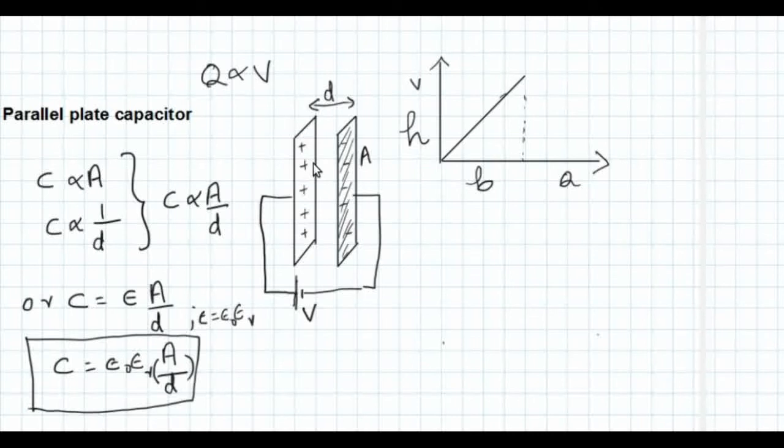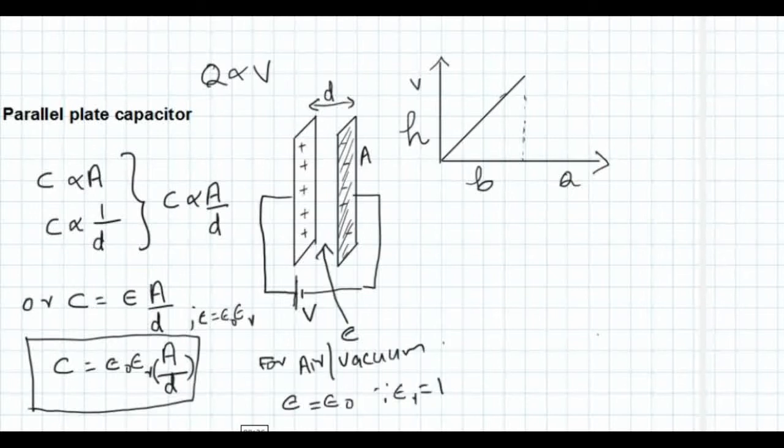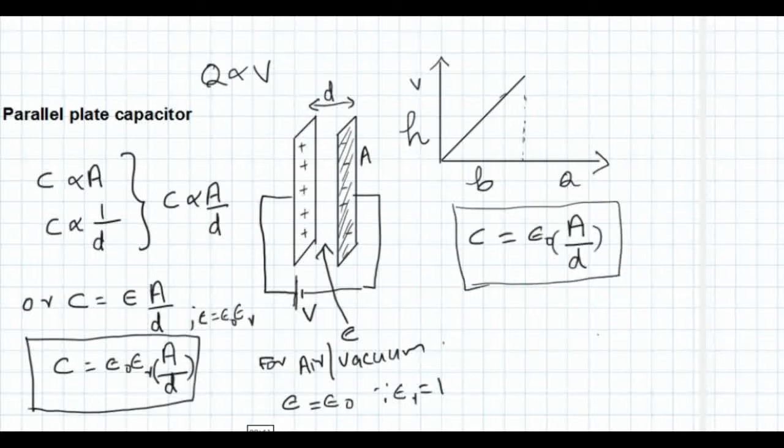So if the space between the two plates is filled with air, how will this equation become? In such a situation, the value of epsilon r will be 1. And if the value of epsilon r is equal to 1, what is the equation? We can see that the equation for capacitance is epsilon 0 into A by D, because the space between the two plates is filled with air or vacuum. Therefore, epsilon r is equal to 1 and C is equal to epsilon 0 into A by D.